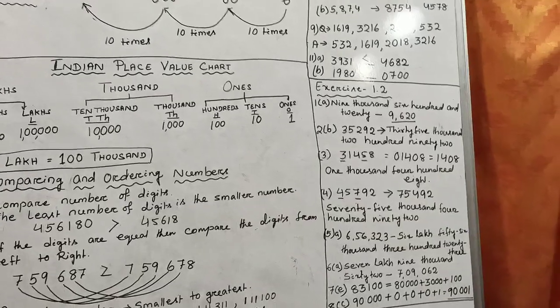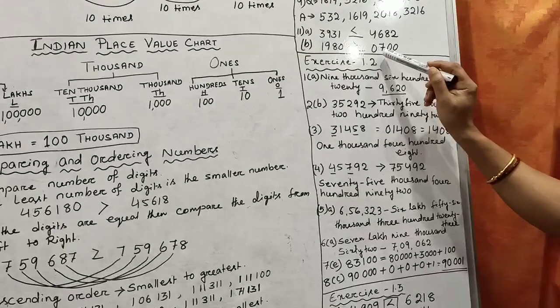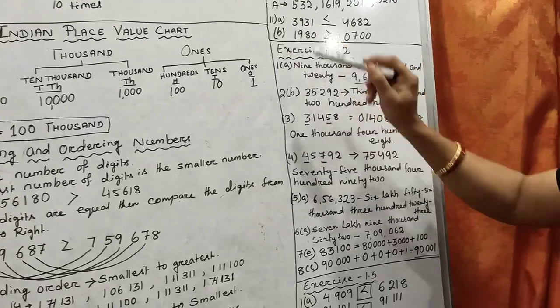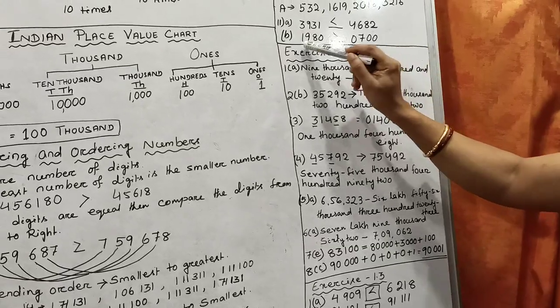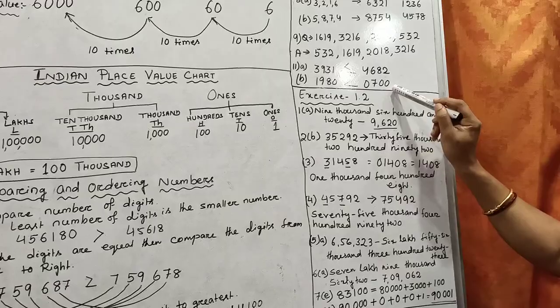The next one is 1980 and here 700 is given. Here in the 1000 place 1 is there, here is 0. So 1 is greater than 0. That's why this number is greater than this number.